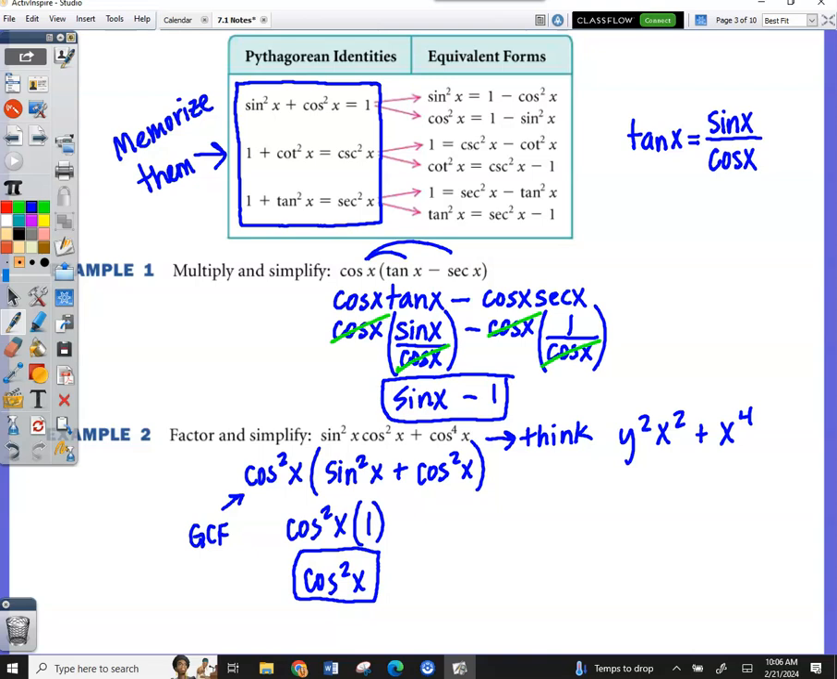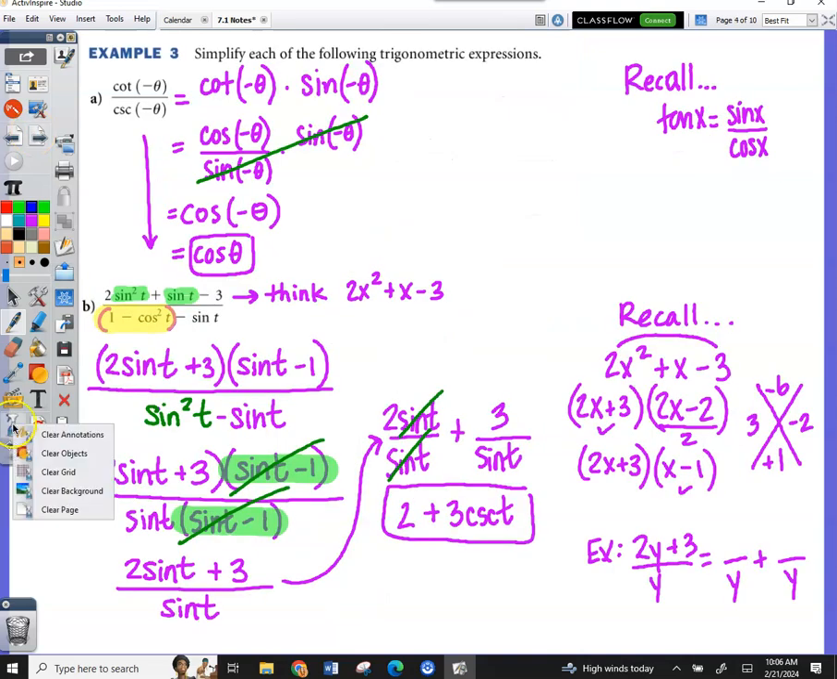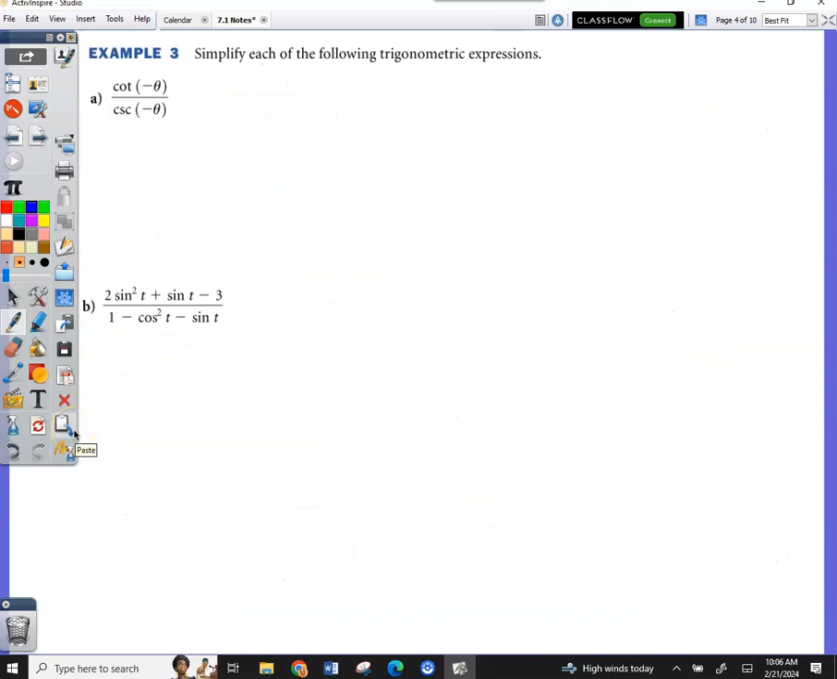Two more slides. Go to example 3. Now, this is where you may have to pull that formula sheet out and have it next to you, okay? Pull that formula sheet out next to you. Keep, change, flip. Wait, no. Sorry, I'm sorry. Keep, change, flip.